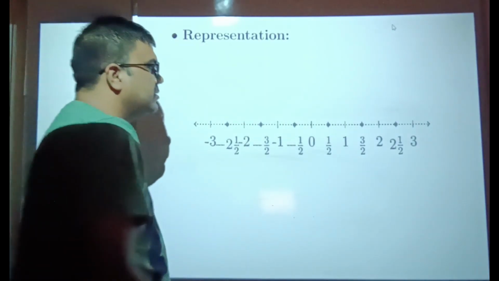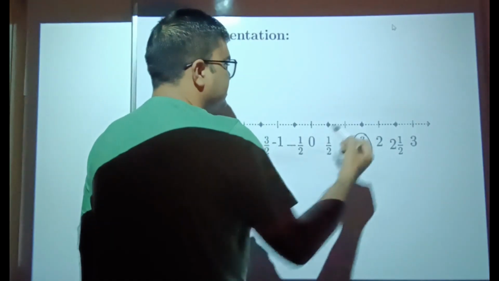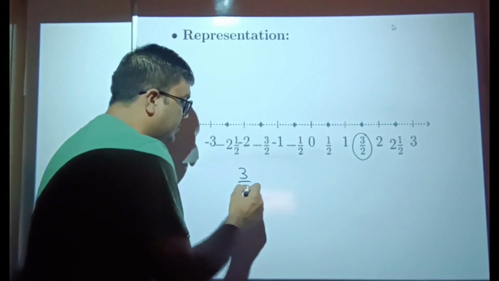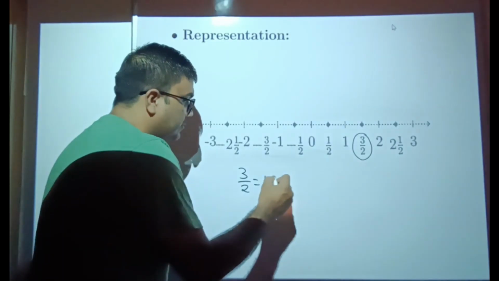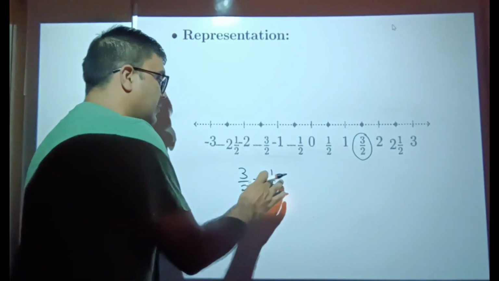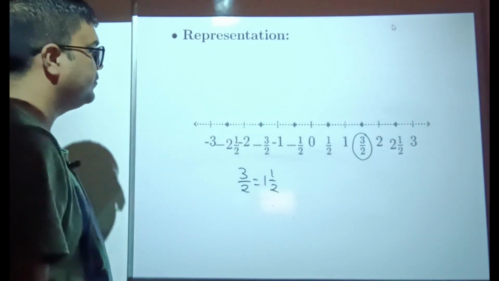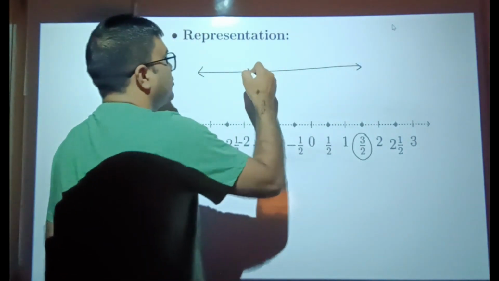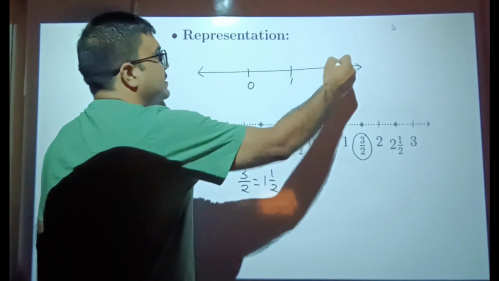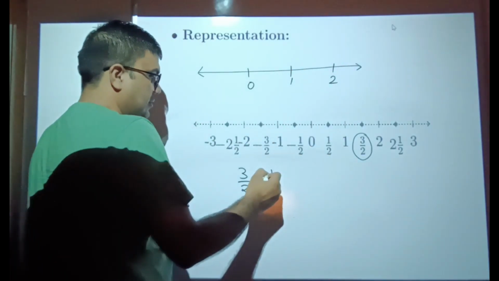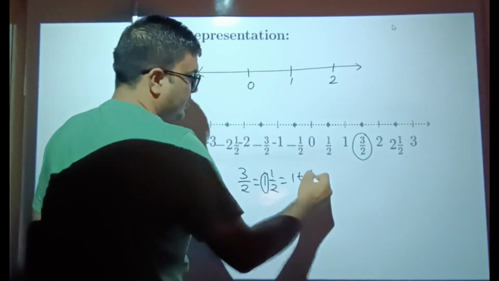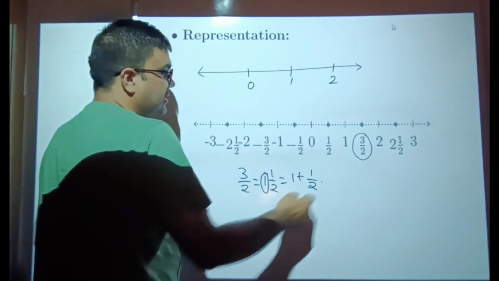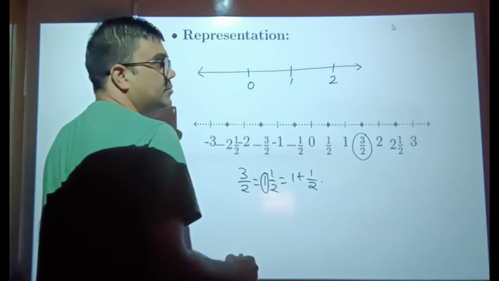Suppose I am talking about the number 3 by 2. How are we going to represent it? We can write 3 by 2 is equal to 1 plus 1 by 2. We draw the line here. This is the point 0. This is 1. This is 2. 1 is already there, since we are saying 1 plus 1 by 2. After that we require 1 by 2.